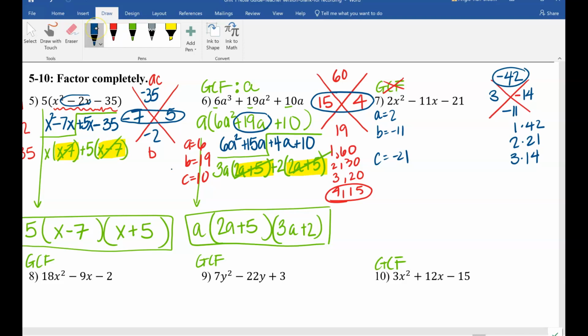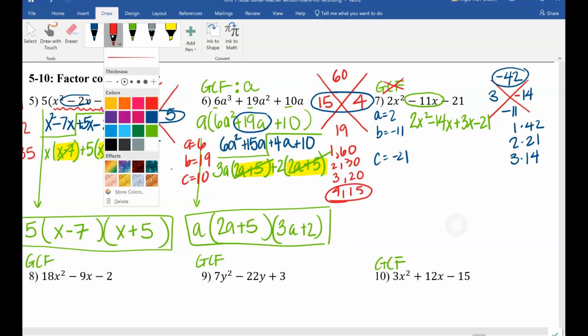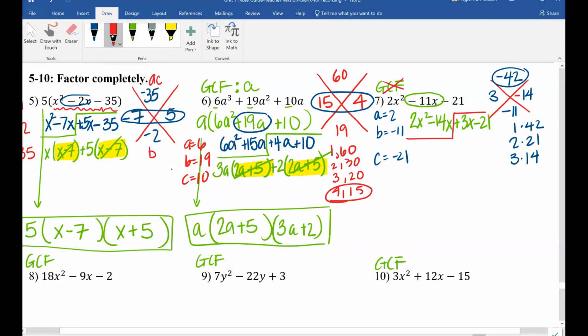So what we're going to do next is rewrite. Let me get a different color. 2x squared back down, drop the negative 21 back down, take away the negative 11x and write negative 14x and a positive 3x. Remember, when we add those together, it has to equal negative 11. That's why it works. So from here, we have 4 terms. We factor by grouping.